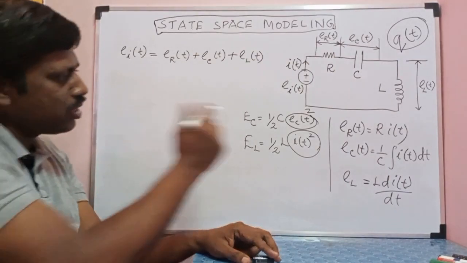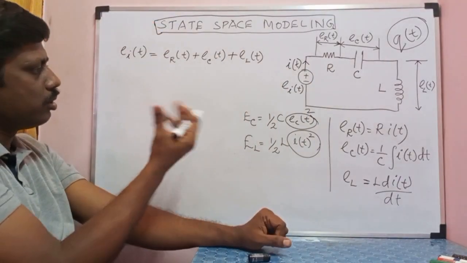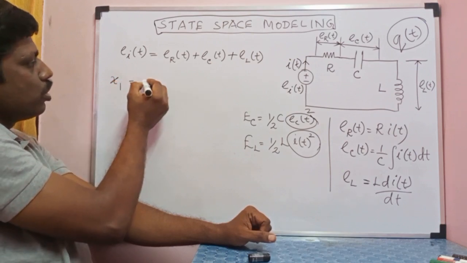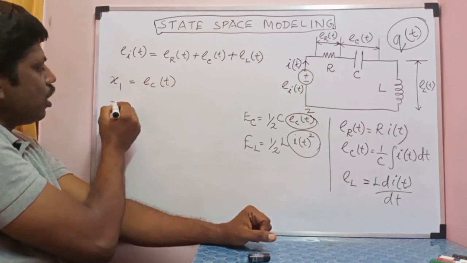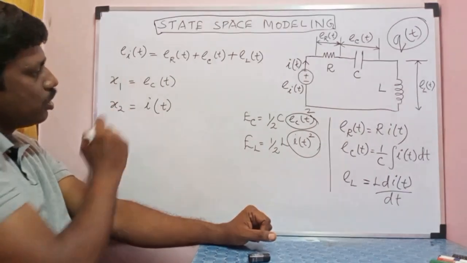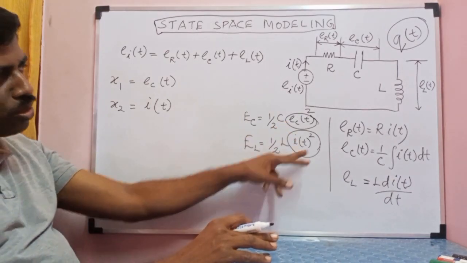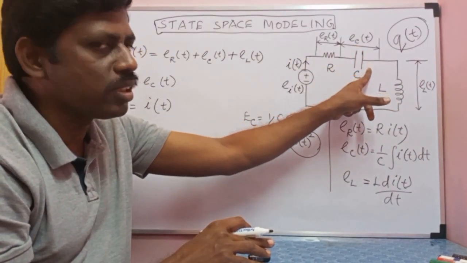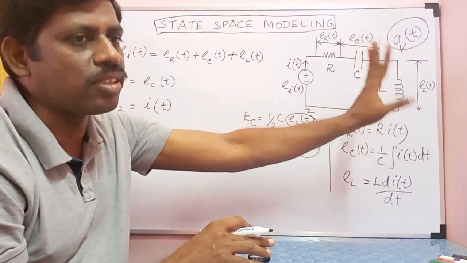Okay, so having identified the state variables, we'll just write them. X1 is equal to E_C of t, and X2 is equal to I of t. Usually the voltage across the capacitance and the current through the inductor are taken. I of t is the current through the inductor also. So the voltage across the capacitance and the current through the inductance are taken as the state variables.